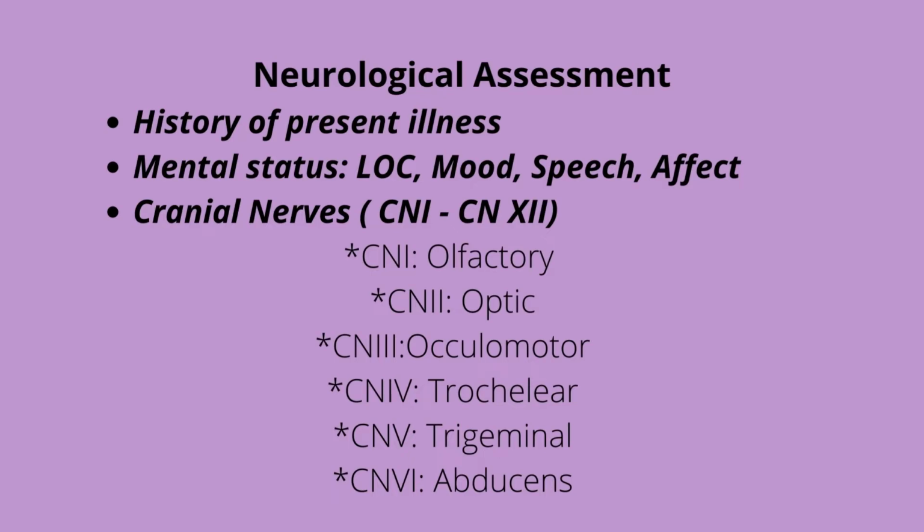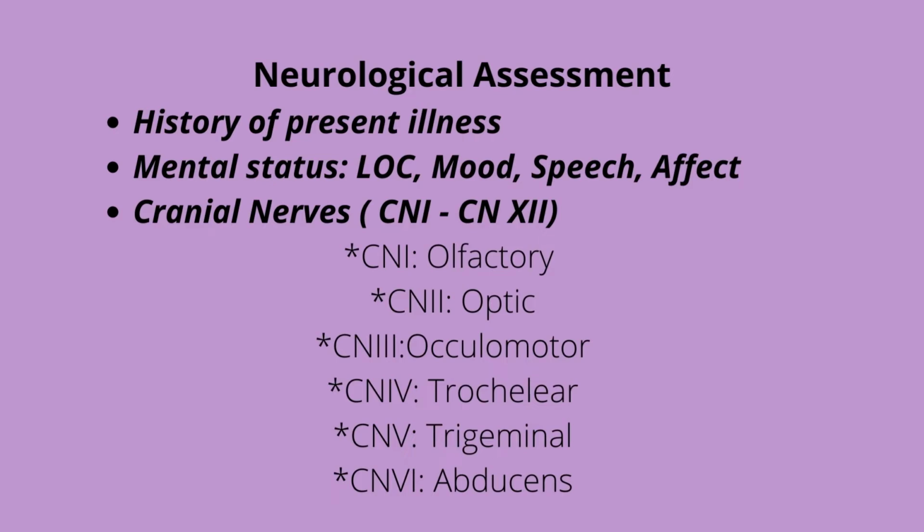So neurological assessment. Whenever we get a patient, we do various assessments. In our neurological assessment, we're going to talk about 8 specific things that we're going to be looking at when doing this assessment. So our first assessment will be a history of the present illness, right? Whatever illness the patient comes with, we need to know the history, when it started, how it's going, triggers, and all that kind of stuff.